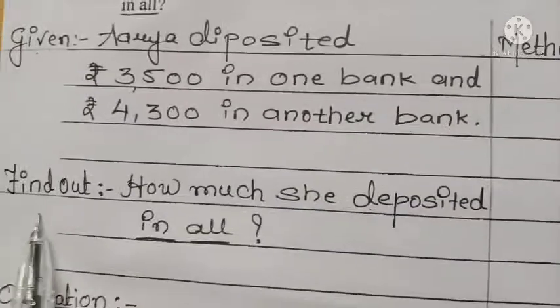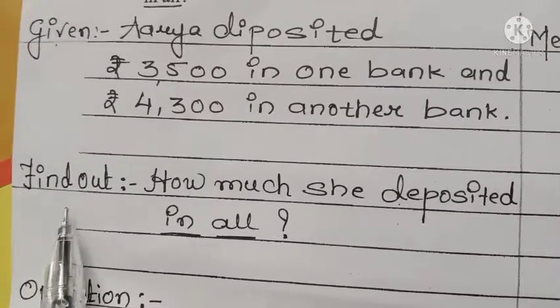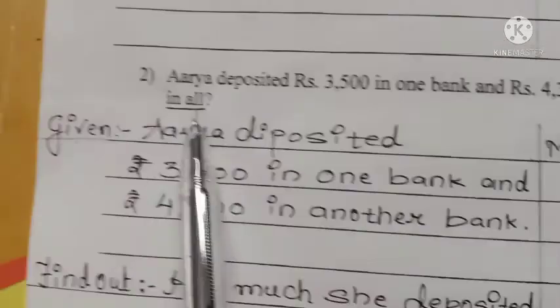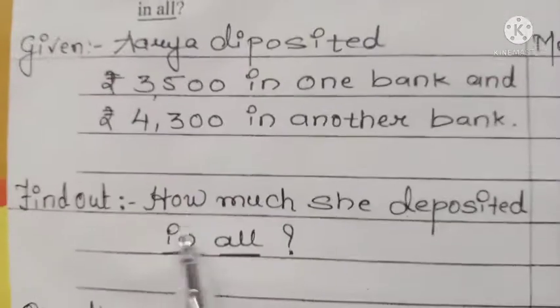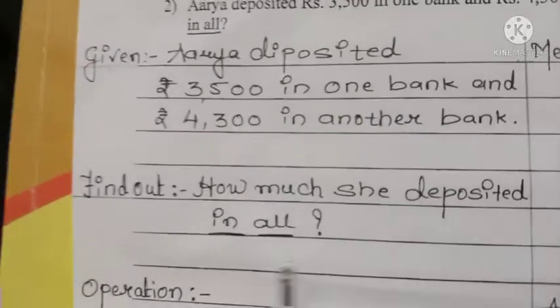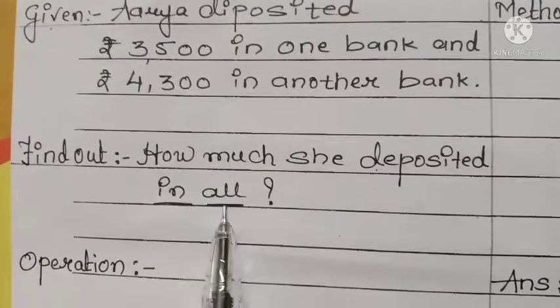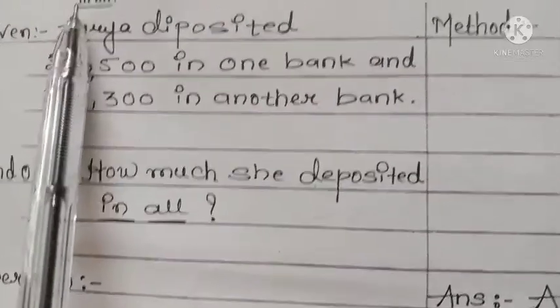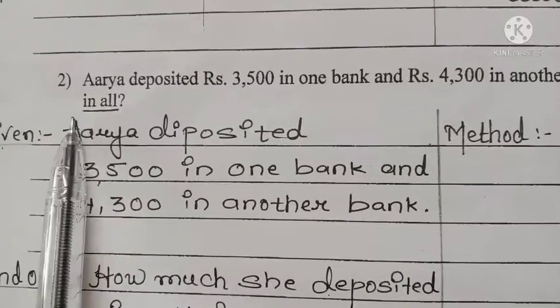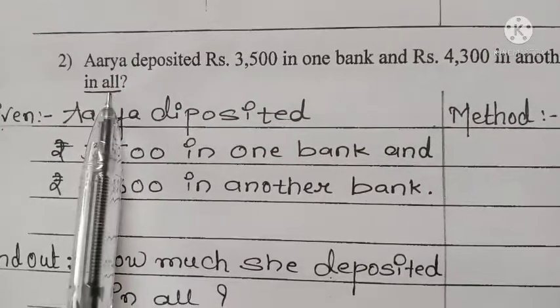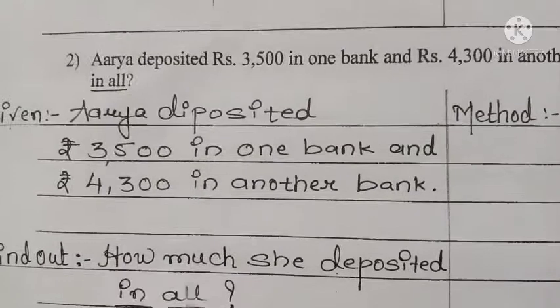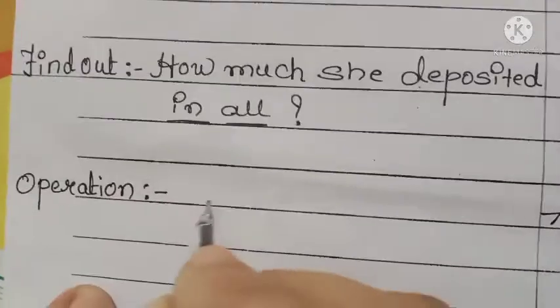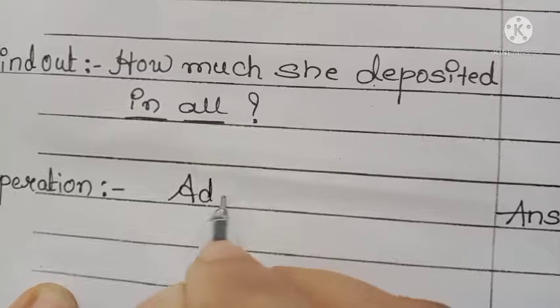So in find out what we'll write? See, in question what is given here? How much she deposited in all. So this you have to write down in find out. Then underline this in all word, because this is the keyword for addition, and give question mark here. So see, in question also you have to underline this word in all, because we have to underline the keyword. So in all is the keyword. Now what is the operation? Yes, operation is addition.